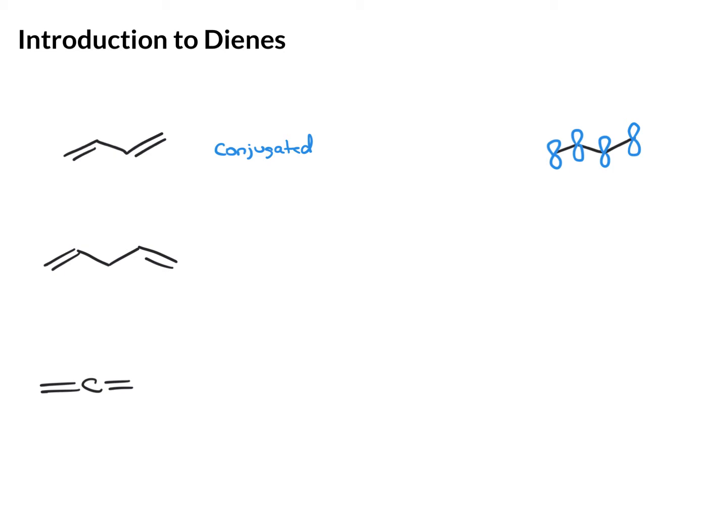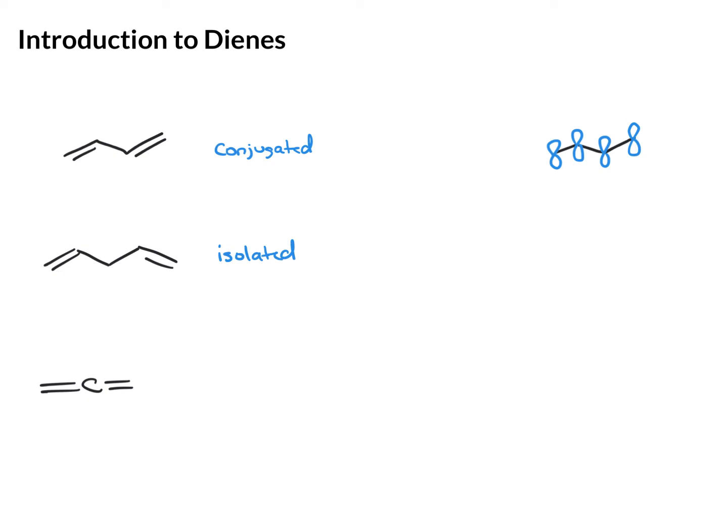In the second diene, what you'll notice if you try to draw the p orbitals, you'll have them here and here, but there's a break in between them. In this case, I just have a 1 carbon break, but it could be several carbons. This is considered an isolated diene because they're isolated from one another.